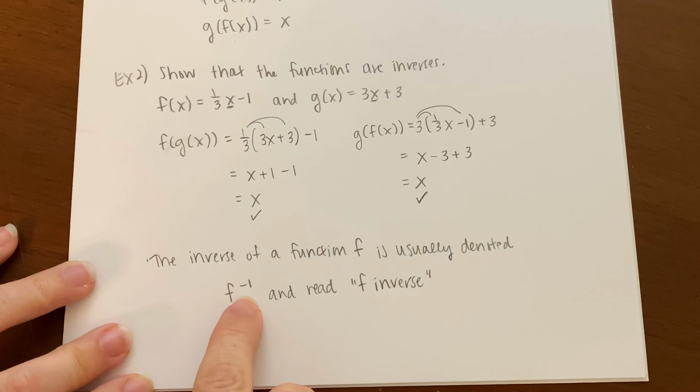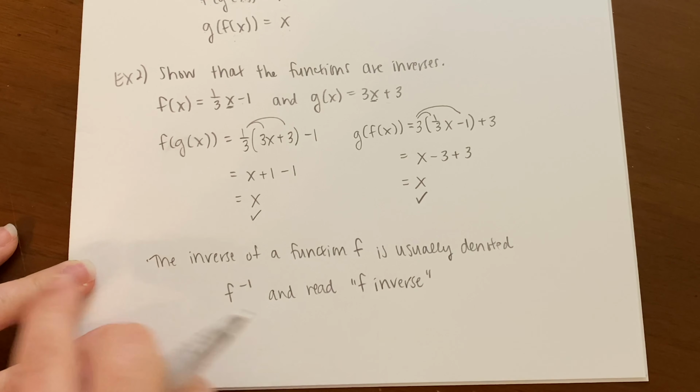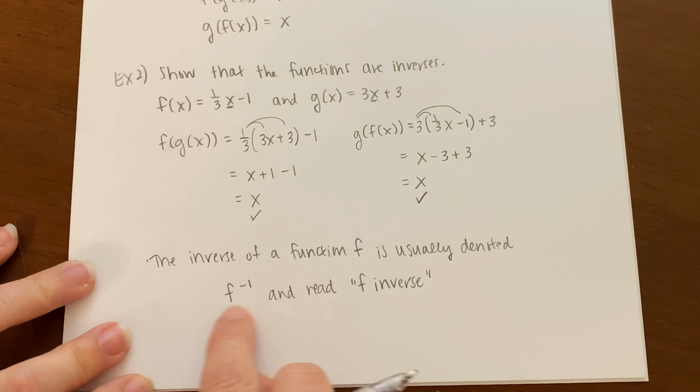So if you see that little notation on a function, if it's talking about two functions and it says f blah blah blah and then f to the negative 1 blah blah blah, what they're really saying is that you've got a function f and then you've got the inverse of the function f, and that's how they use the notation. Hopefully this will help you with composition of functions.